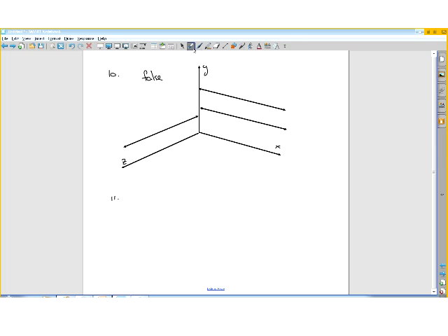Number 11, segment AB and segment BA represent the same set of points. Okay, so that is true. Because again, if you have 2 points A and B, the line segment is just all the points between A and B. And so it doesn't matter whether you go from A to B or B to A, you're still covering the same set of points. So that is true.